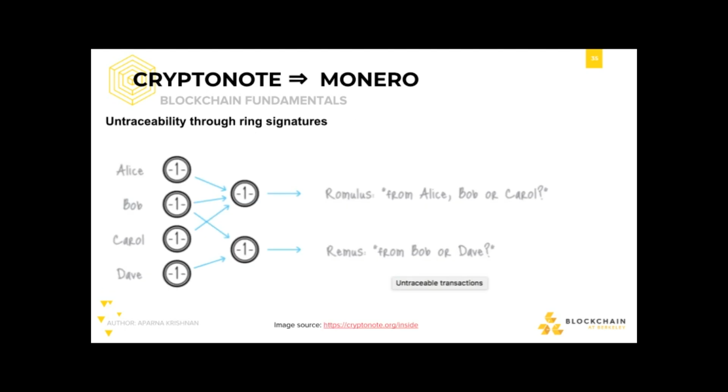Untraceability means every input has an equal probability of being the chosen input. So for example, if we have, say, person R receiving some money from Alice, Bob, or Carol, right here, the money could have been with equal probability from Alice or from Bob or from Carol. And that's basically what untraceability means.